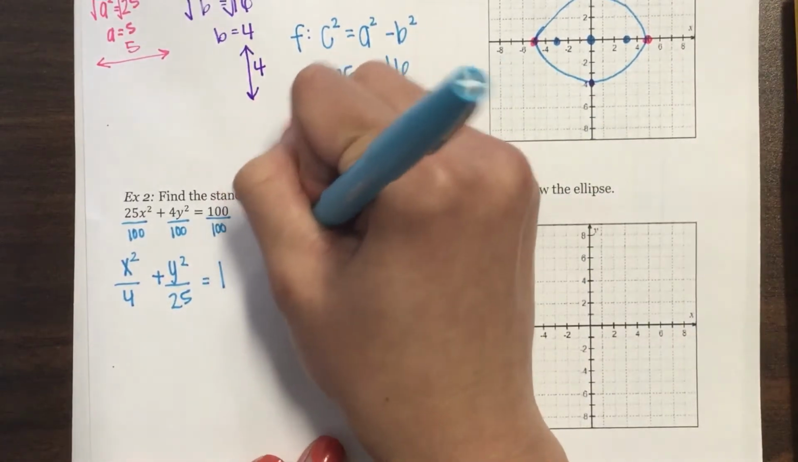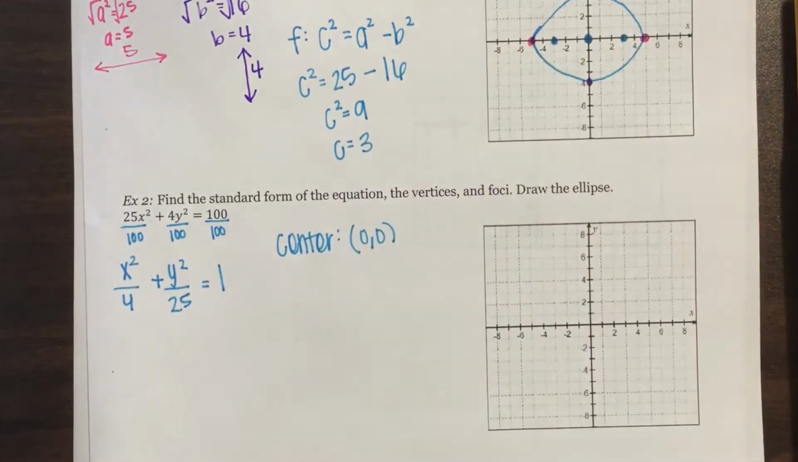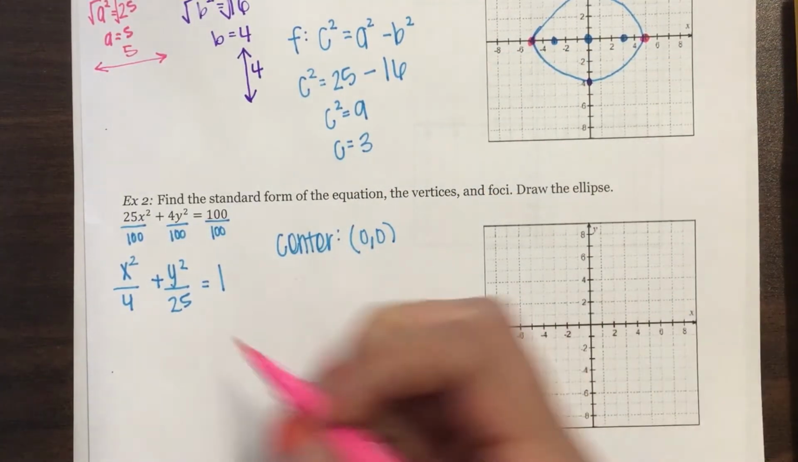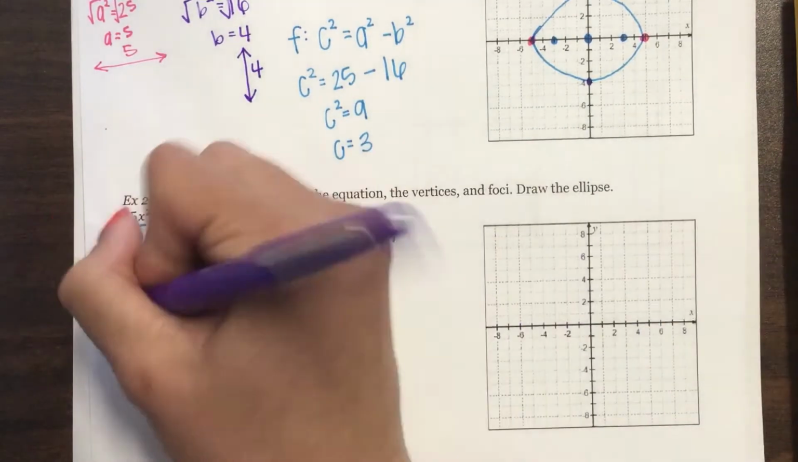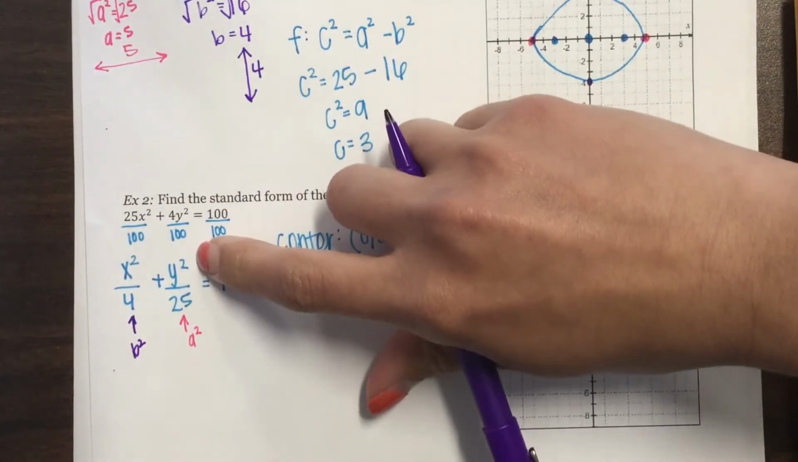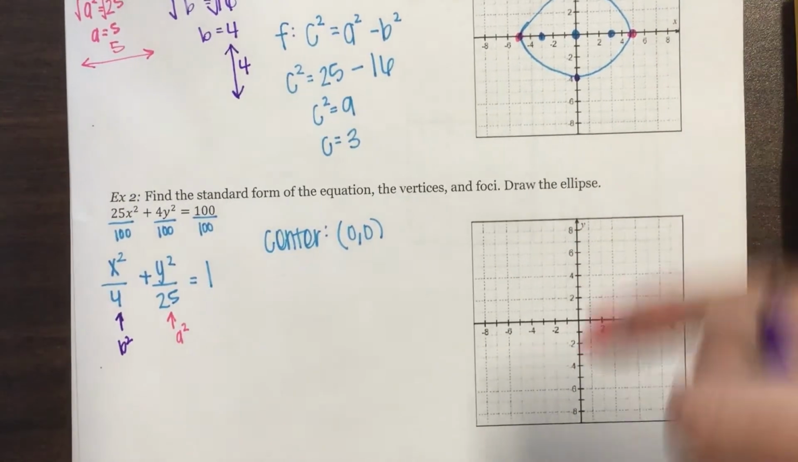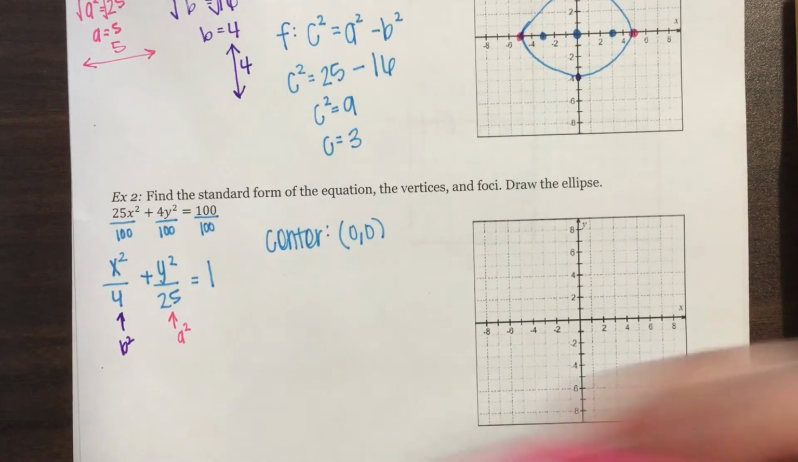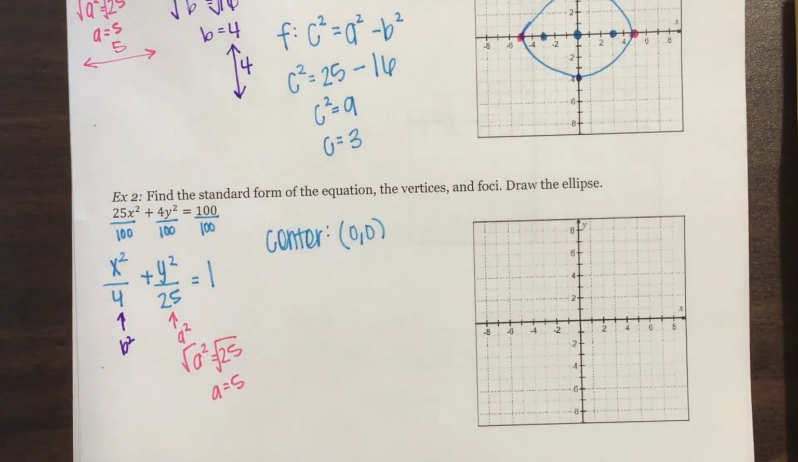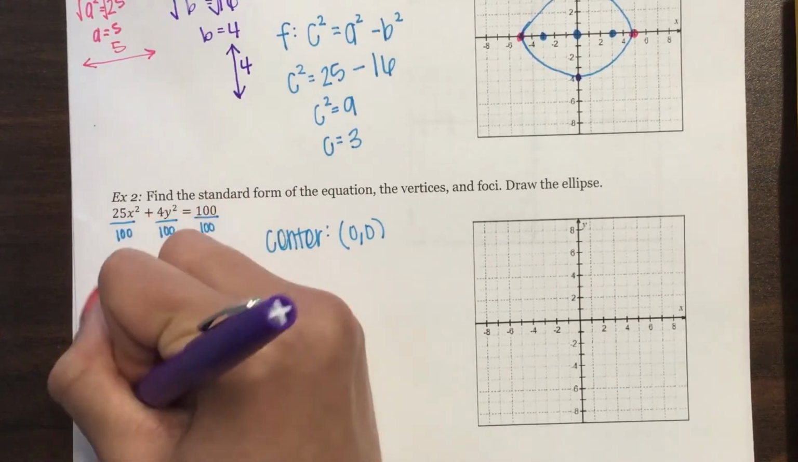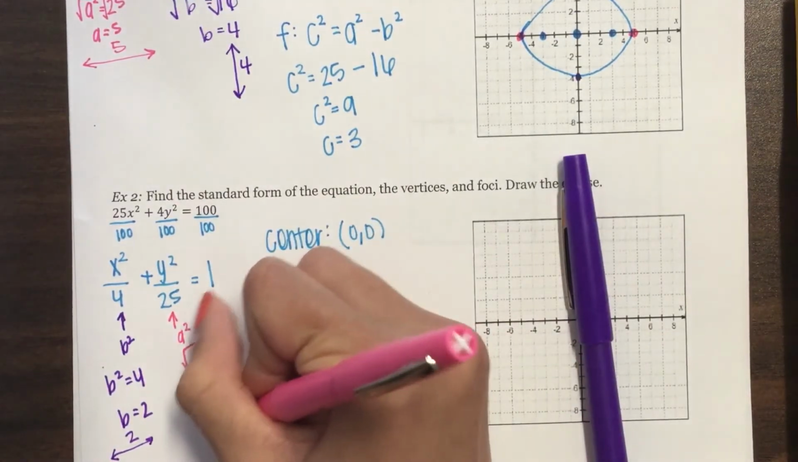So you start by finding your center. There's no parentheses, so it's 0, 0. Now let's find our A and our B. Okay, 25 is bigger than 4, which means 25 is my A squared. 4 is my B squared. And notice how 25 is under the y squared now. And so that means my major axis is going to be the y-axis instead of the x-axis. Okay, and let's just find A. So A squared equals 25. Square root both sides, so A equals 5. If we do this one, B squared equals 4, so B equals 2. And this means we go left and right 2. This is under the y, so we go up and down 5.